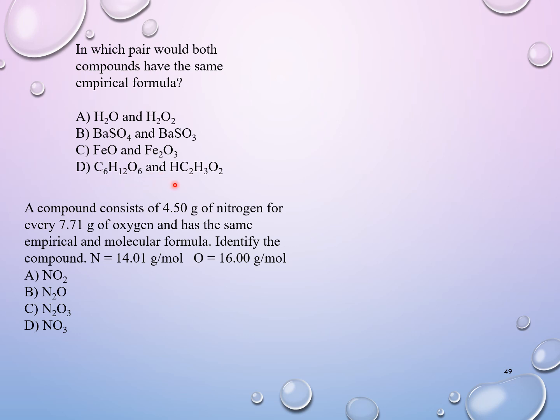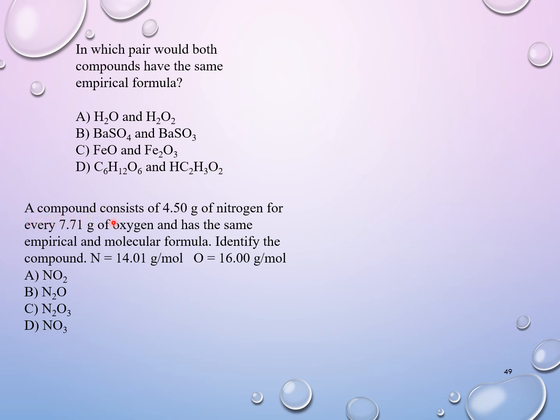C6H12O6 has empirical formula of CH2O. So this one is C6, H12, and O6, so this one will be CH2O, which is the same as CH2O, so D would be my answer right there. Now, for the next question, so let's pick D for the answer.